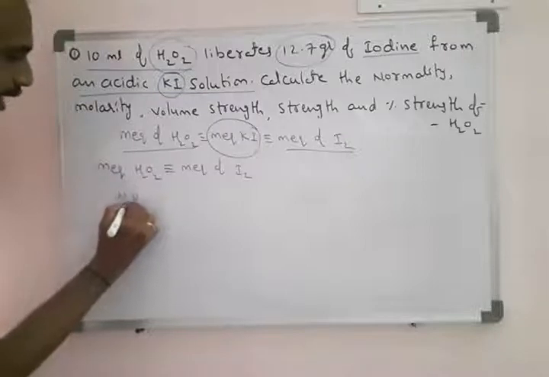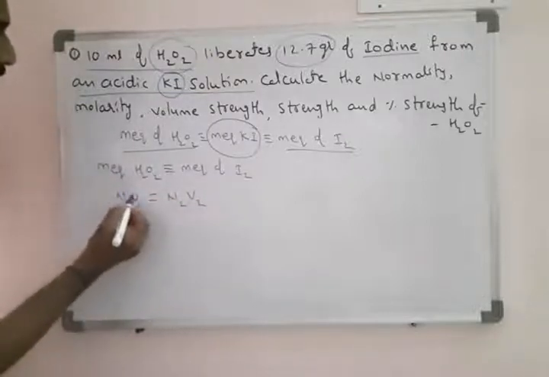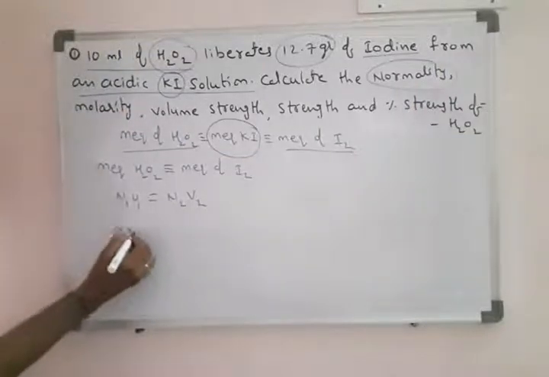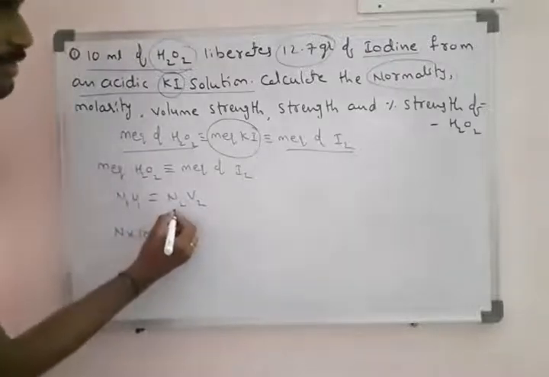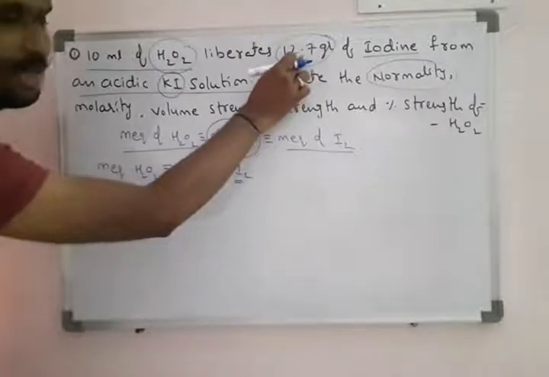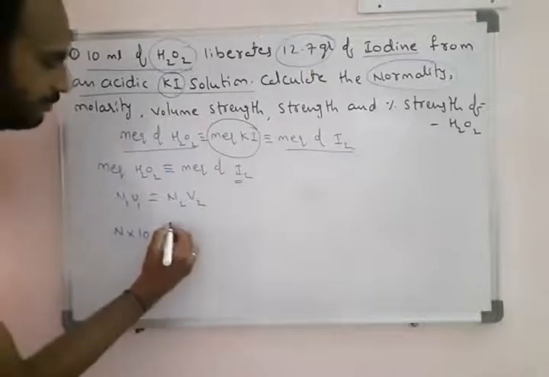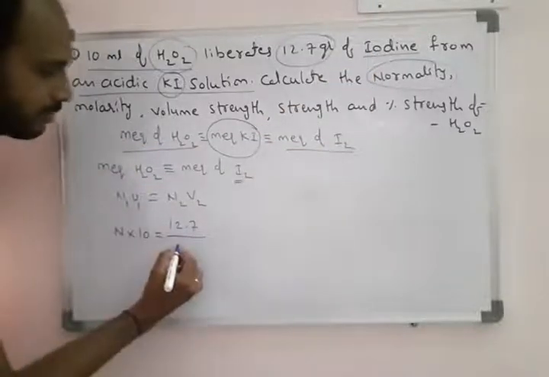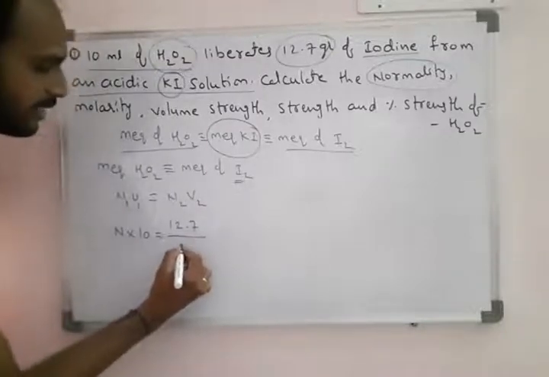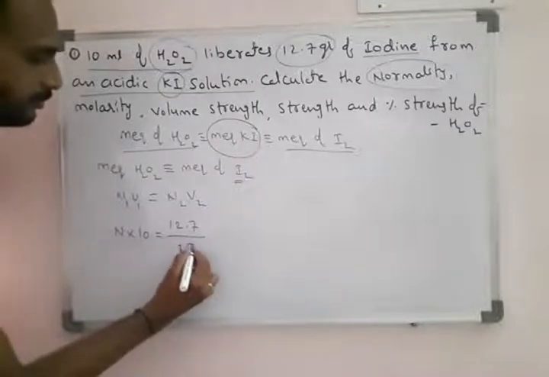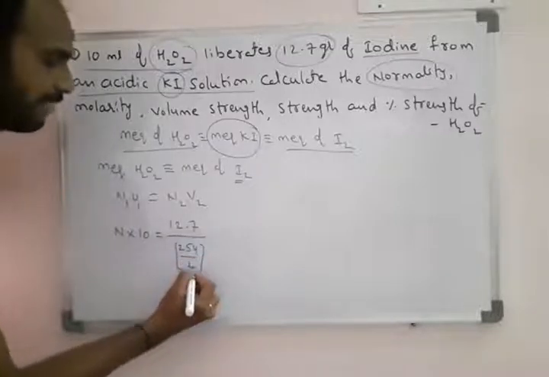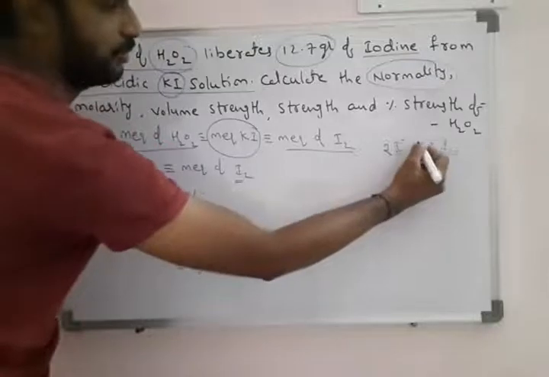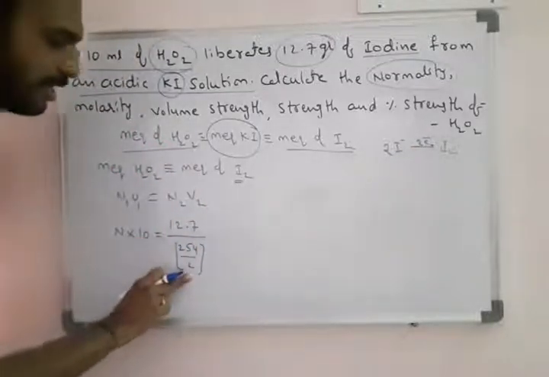Milli equivalents means N1V1 is exactly equal to N2V2. So we need to find the normality of that hydrogen peroxide. What is V1? This is 10 milliliters of hydrogen peroxide. What is N2? Here N2 is of iodine, and it is given in terms of grams, so we need to convert the grams into normality. Normality means weight by equivalent weight. We are calculating for I2, so the equivalent weight of I2 is molecular weight by its valency. Here 2I minus becomes I2. 2 iodides become I2, so there is a change of 2 electrons. That's why the number of electrons transferred is 2.